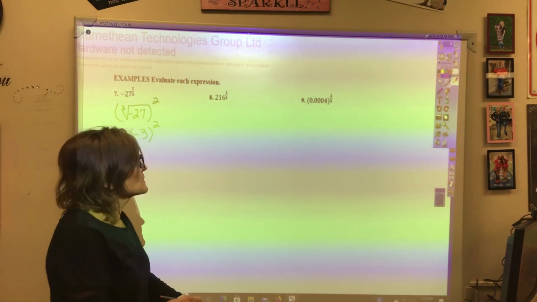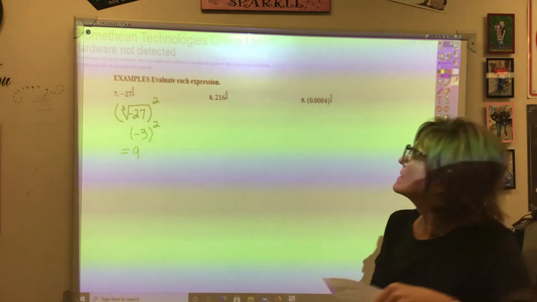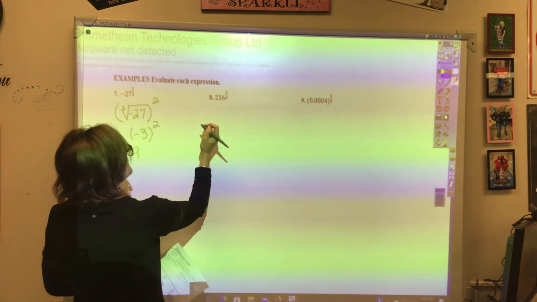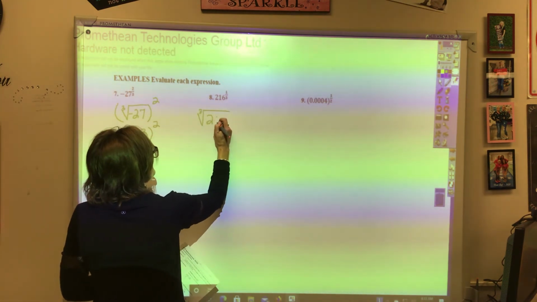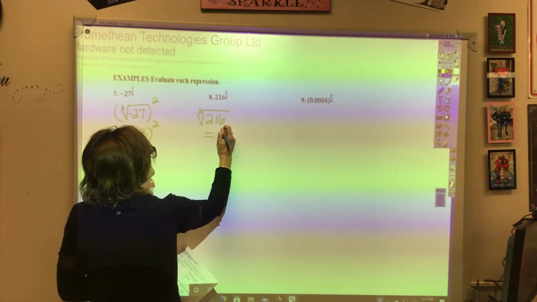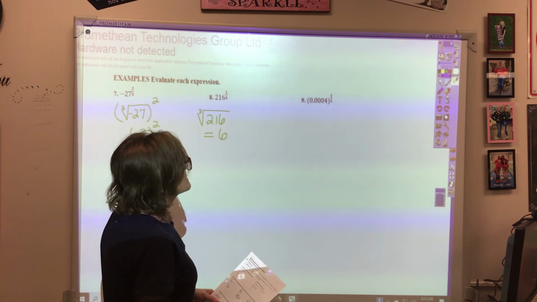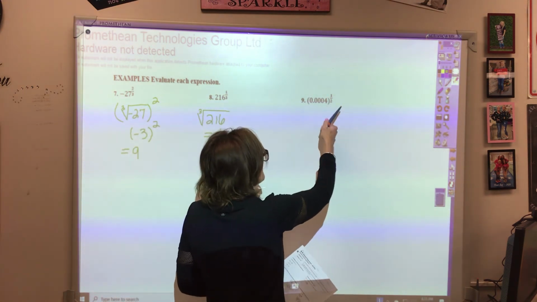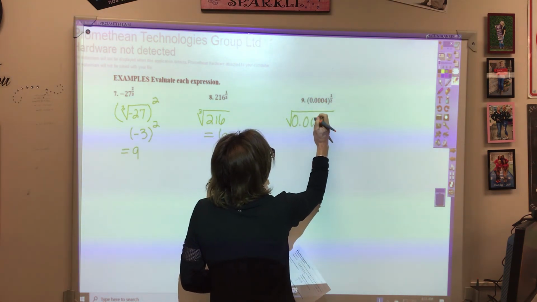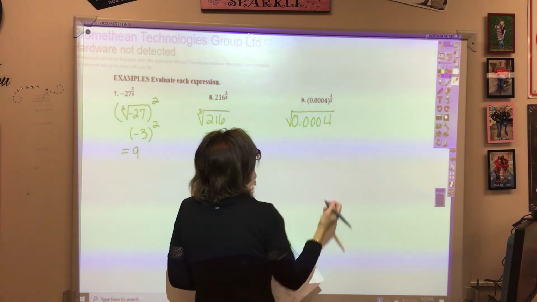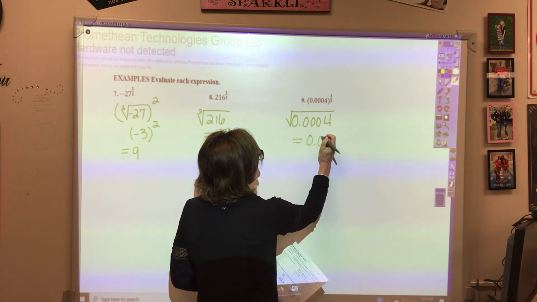On the second one, we're going to take the third root of 216. So you can put in your calculator the third root of 216, which equals 6. And on the last one, we're going to take the square root, since it's raised to the 1/2 power, the square root of 0.0004, and that is going to give us 0.02.